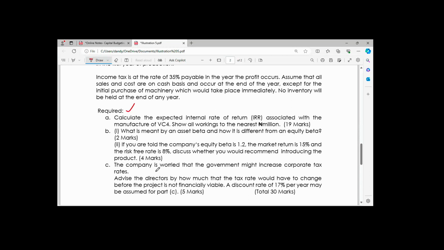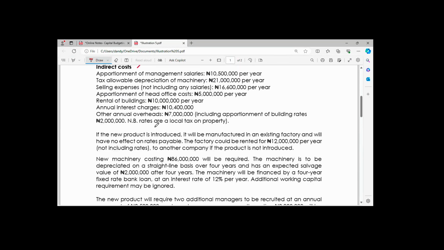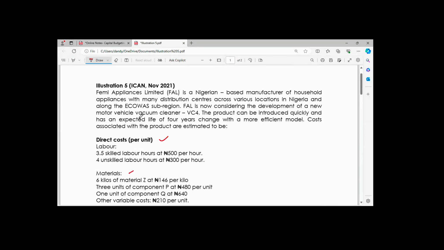So number A, you want to calculate internal rate of return. So without wasting more time, let's go back to the body of the question. Femi Appliances Limited is a Nigeria-based manufacturer of household appliances with many distribution centers across various locations in Nigeria and along the ECOWAS sub-region. FAL is now considering the development of a new motor vehicle vacuum cleaner, VC4.